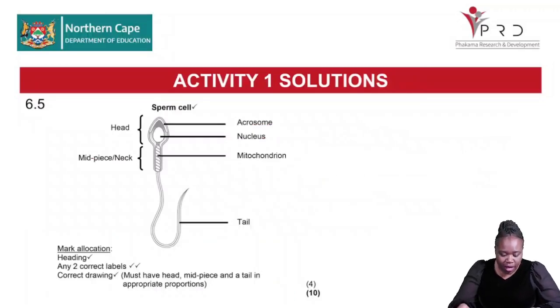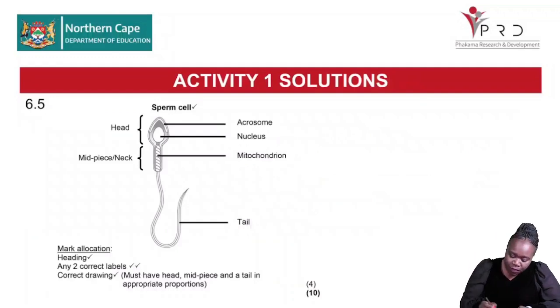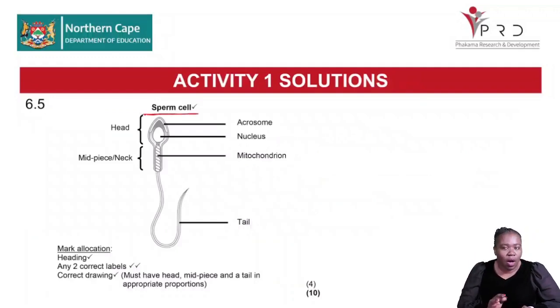So here we have the sperm cell. First thing, you must have a heading or a caption for every drawing. So there is the caption for our drawing. It says sperm cell. That's it. By simply saying that, you are going to get a mark. Heading, 1 mark. I mean, that is a free mark. So make sure you always give that heading.